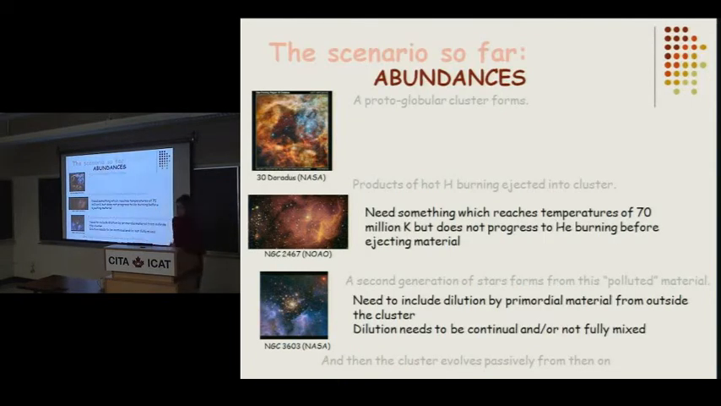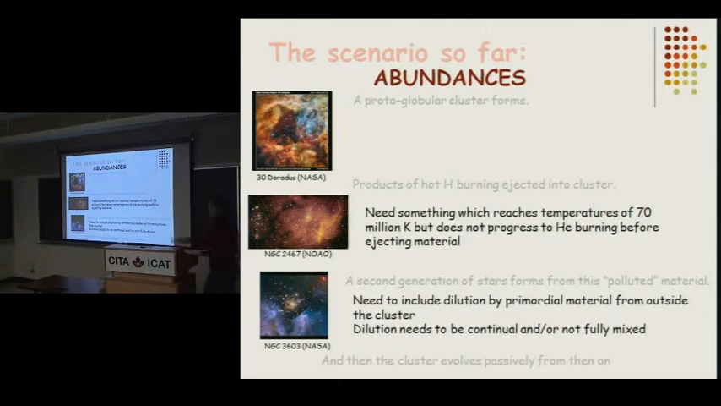Let's start with the abundances, which is really where this field started in terms of observation. Why on earth are we doing this? Well, we need something which reaches temperatures of 70 million Kelvin, but does not progress to helium. Okay? That part, well, we'll talk about that.